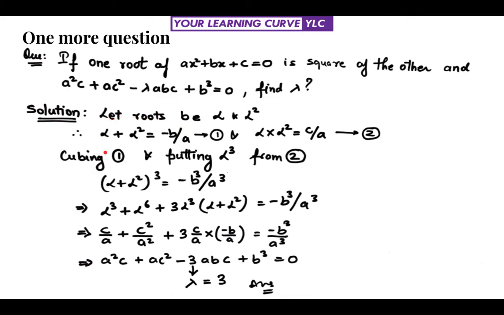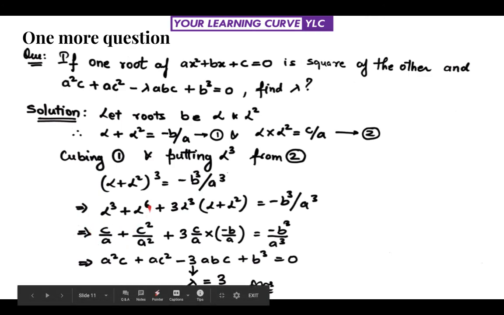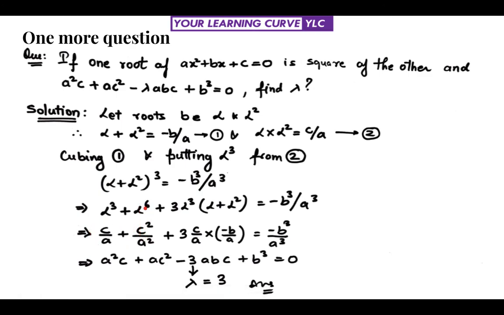After cubing relation 1, you will get alpha plus alpha square whole cube is equal to minus b cube by a cube. The formula for a plus b whole cube is a cube plus b cube plus 3ab into a plus b, which results in alpha cube, alpha to the power 6, 3 times alpha cube into alpha plus alpha square is equal to minus b cube by a cube. Alpha cube we already know, it is c by a. So we put the value of alpha cube as c by a plus c square by a square, because this is alpha cube whole square, 3 times c by a, and alpha plus alpha square is minus b by a.